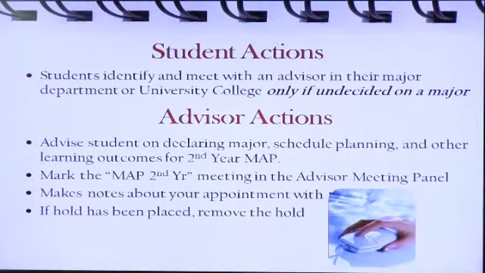So the student identifies who their major advisor is. They make an appointment to meet with you. You're going to advise them on how to declare the major, schedule planning, how to sequence their courses, look at those other learning outcomes for second year mandatory advising, go into PeopleSoft and mark that MAP second year appointment. This is so important. Students aren't happy if they've met with an advisor and they keep on getting those emails and eventually get a hold. So it's really important to do that PeopleSoft step.